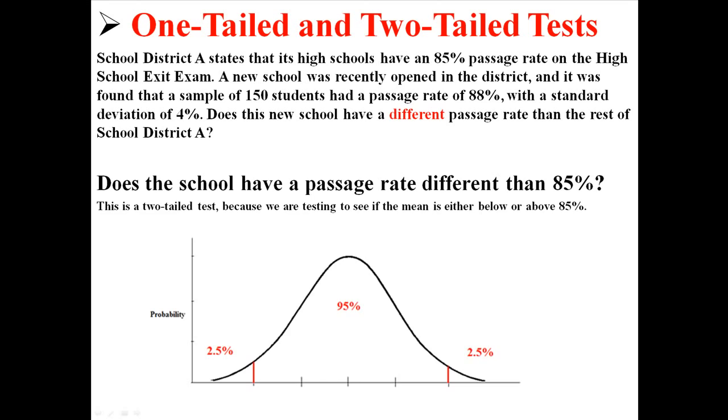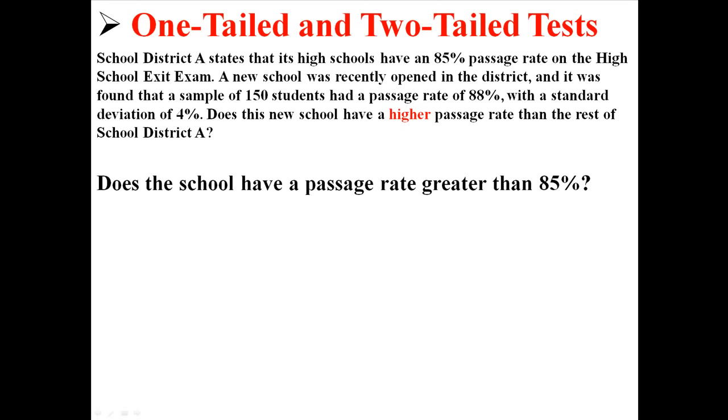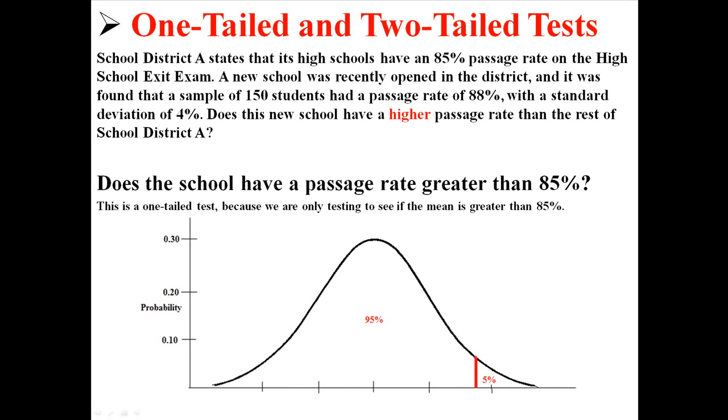because it's a two-tailed test. Now, if the question was higher, does the school have a passage rate that is greater than 85%? This would be a one-tailed test, because we're only testing to see if the mean is greater than 85%. And it would look something like this, with our 0.05 alpha at the top, because we're testing to see if it's greater than 85%.